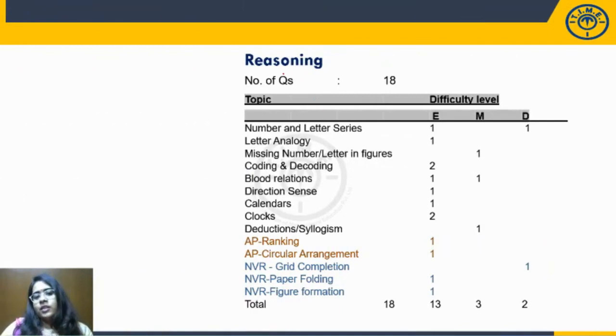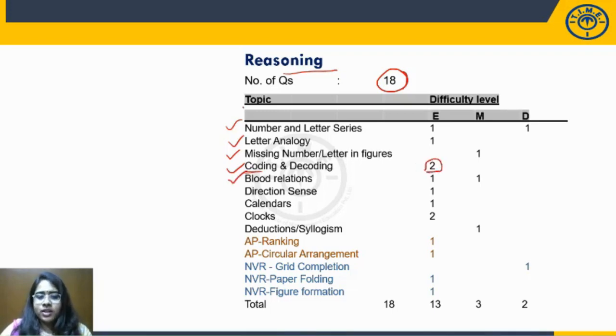Now the next section that we will be talking about is reasoning. There were a total of 18 questions under this section. You had 1 easy and 1 difficult question under the number and letter series. You had 1 question under the letter analogy type questions. You had 1 medium question from the missing number and or letters in the figure type of question. You had 2 very easy coding and decoding questions. Students who are good at this, it's a very scoring area for you.